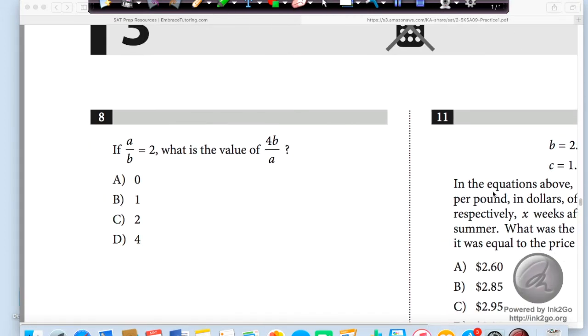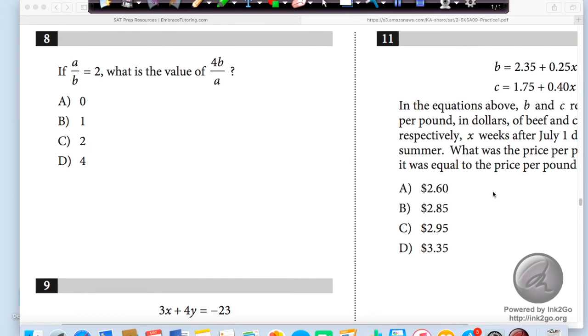All right, let's slide down. It says if A over B equals 2, what is the value of 4B over A? So what I want to find is 4b over a equals question mark. What I'm attempting to figure out is how do I get this information here in order to solve for that information there. And well, what do they have in common, right?